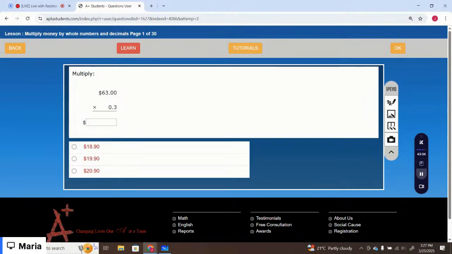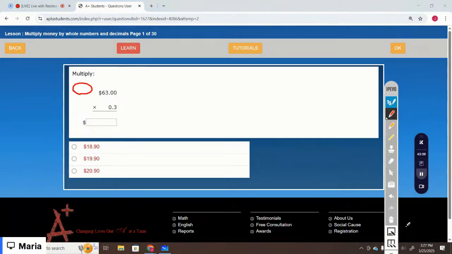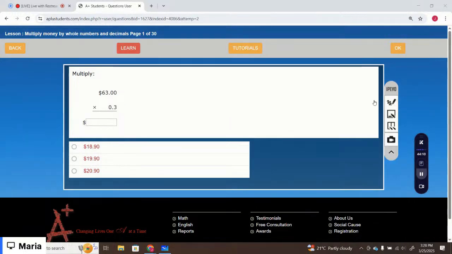Multiply 63 times 0.3. You have only one decimal place here. Let's just multiply without the decimal. 3 times 3 is 9 and 3 times 6 is 18. You have to move one decimal place, so that is 18.9. Option number 1 is the correct option. That is 18.9.